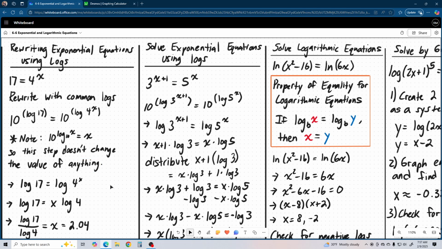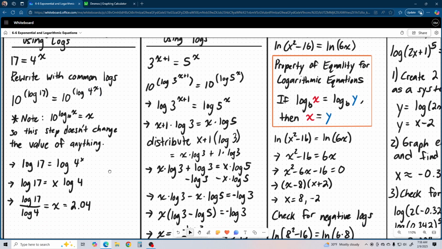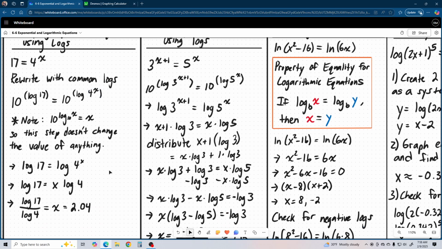So what we're going to do is now we have 10 to the log 17 equals 10 to the log of 4 to the x, right? Because these have the same base, we can basically ignore the bases, right? So all of that said, the idea is that if I take the log of both sides, I know it sounded like a lot, but it's really important for you to understand why we're allowed to do this, right? We're taking the log of both sides so that we can get this exponent out of here, right? This x as an exponent, we can't do anything with this.